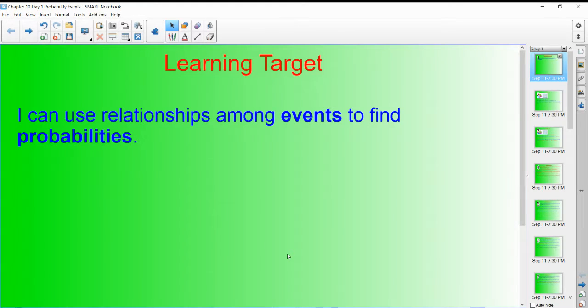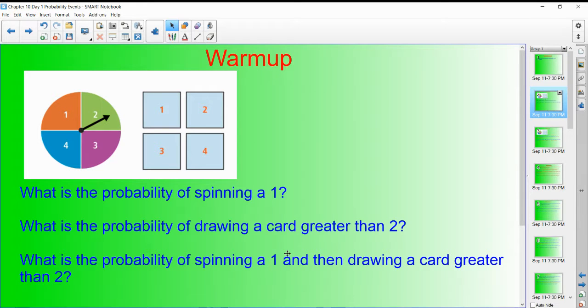Hi everyone. Today we're going to dive deeper into probabilities and probability events. Now we always need to remember probability is a fraction, it's a part over a whole. How many successes over how many total possibilities do I have? So today we're going to learn how to write out a list of all the events and then pick which ones are successful. So we'll start with a warm up.